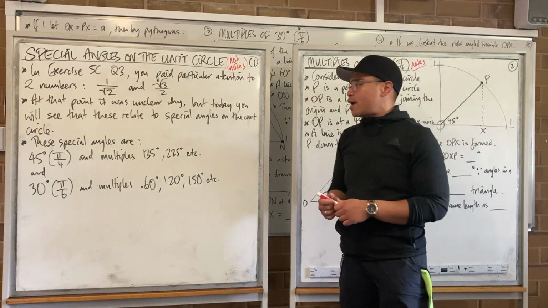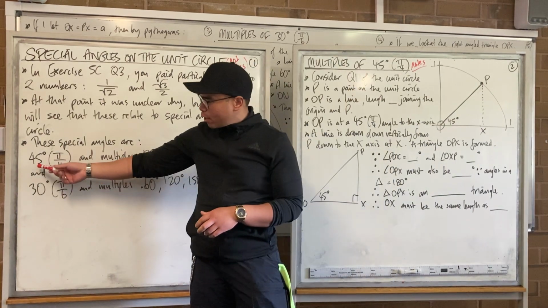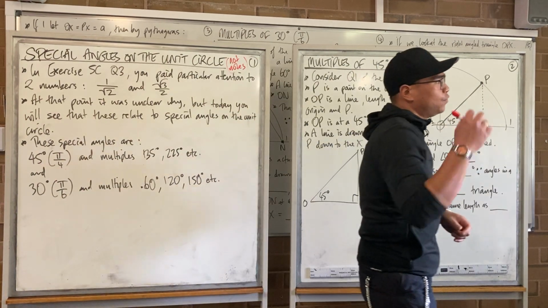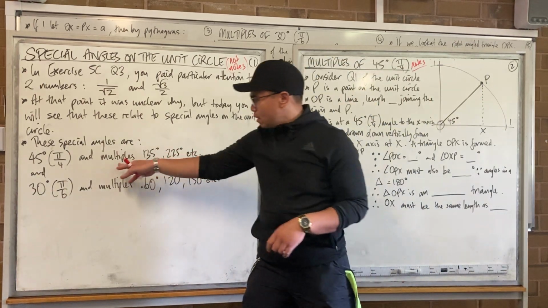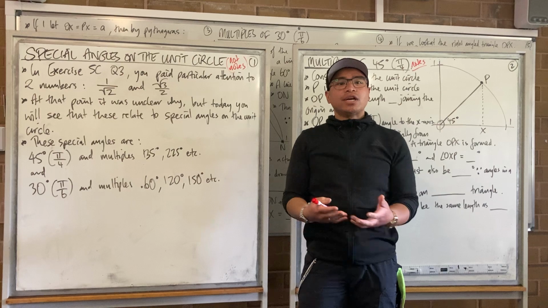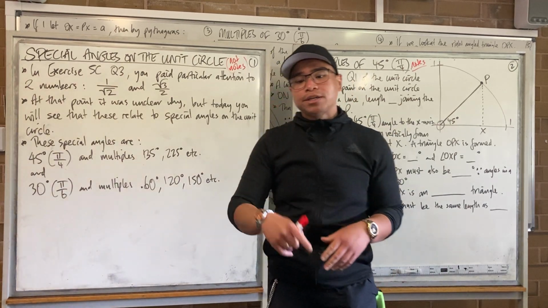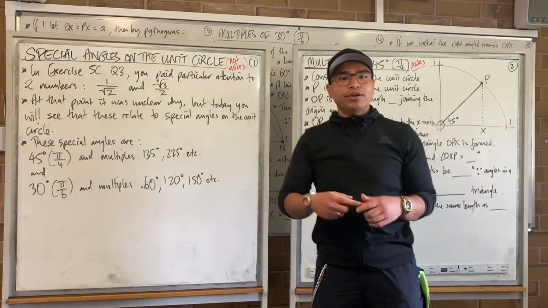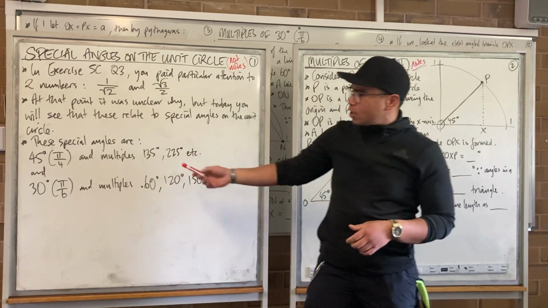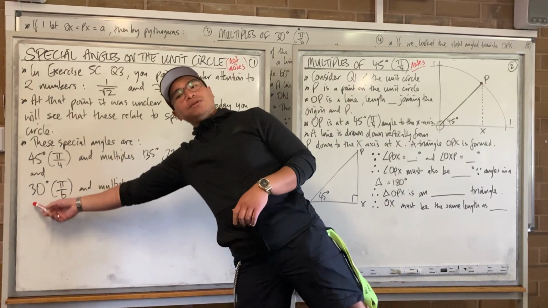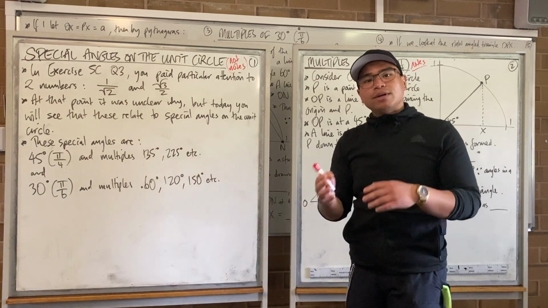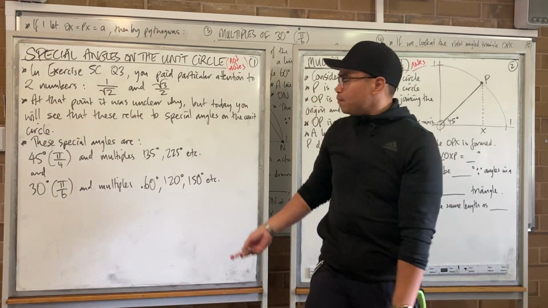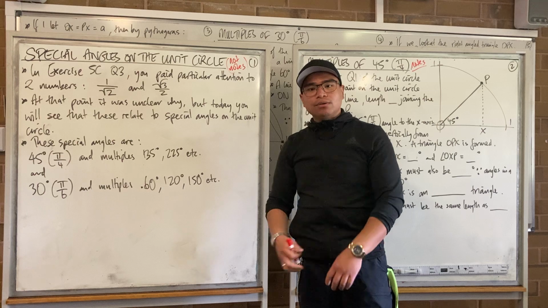What are those special angles? They're angles that are 45 degrees, which is pi on 4, or multiples of 45 degrees. So 135, 225, etc. Not 90 degrees, and I'll explain to you why we're ignoring 90 degrees and 180 soon. And also the other special angles are 30 degrees, which is pi on 6, and any multiples of that. So 60 degrees, once again, ignore 90 degrees. Then 120 degrees, 150 degrees, ignore 180.